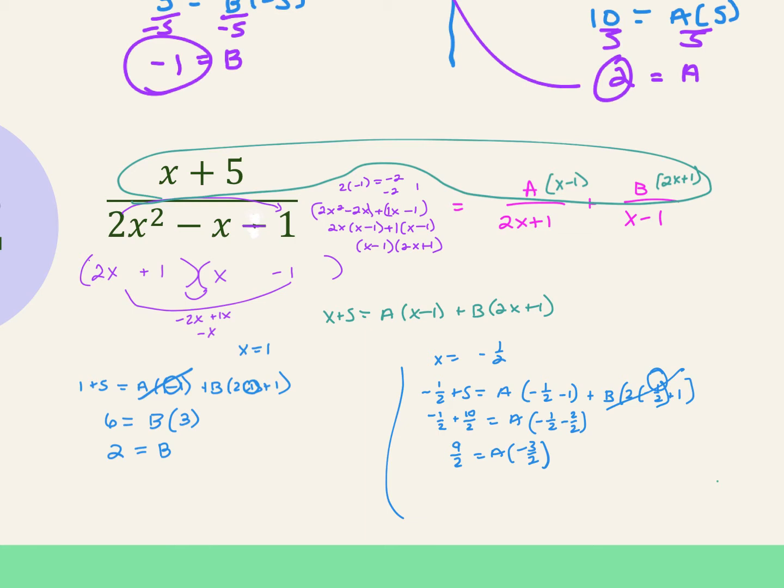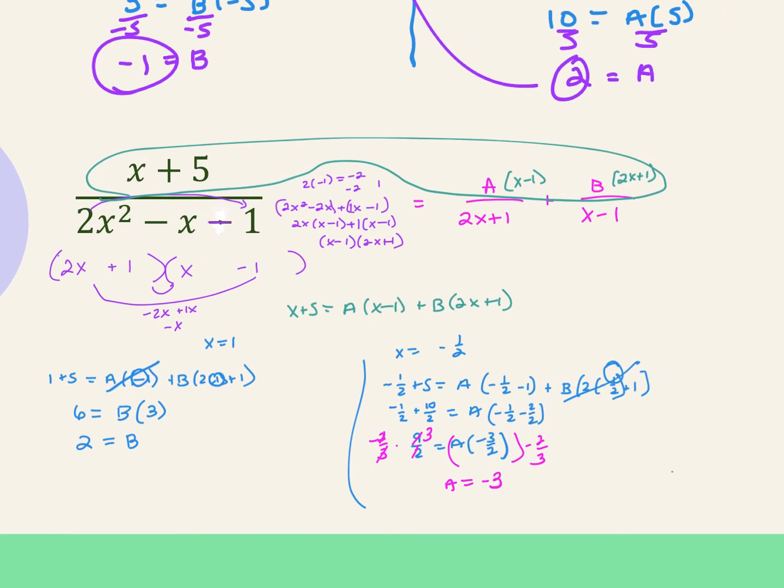Then divide by negative 3 halves or multiply by the reciprocal, negative 2/3. The 2's cancel, the 3 goes into the 9 3 times, and I end up with A equals negative 3. Then again, I want to go back to my original question and plug it in once I factored it. Negative 3 over 2x plus 1 plus B, which is 2, over x minus 1. And there is the decomposed fraction of the original question.